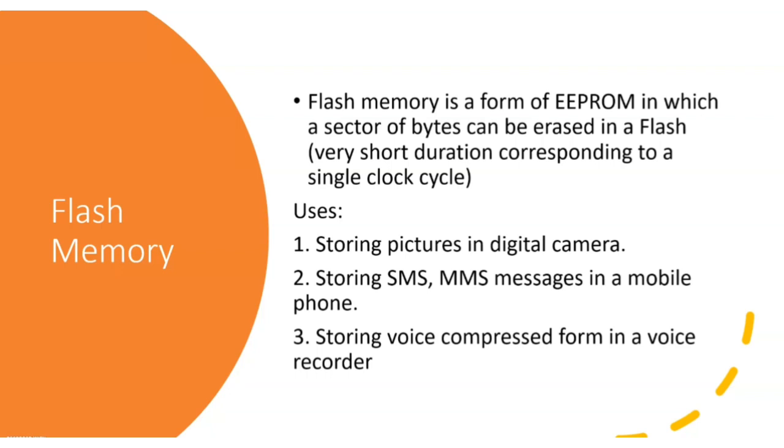It is used for storing pictures in a digital camera. We can erase this memory, right? So storing pictures in a digital camera, storing SMS and MMS in a mobile phone, storing voice in compressed form in a voice recorder. These are certain areas where we use flash memory. So flash memory is a very commonly used type of memory, mainly for storing instructions.